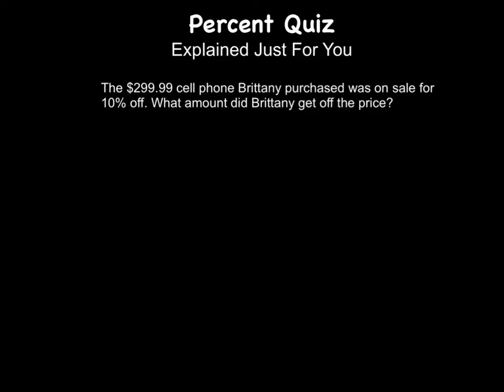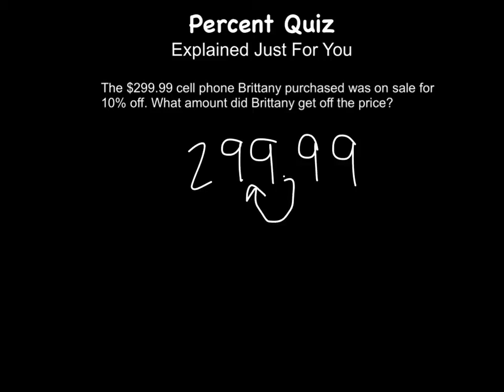Okay, we have one. The $299.99 cell phone Brittany purchased was on sale for 10% off. This goes back to our very first thing on our video of estimation. And so we have $299.99, and we want 10% of that. We talked in the video and talked in class that 10% basically means divide by 10, which tells us that our decimal is going to move over one place.